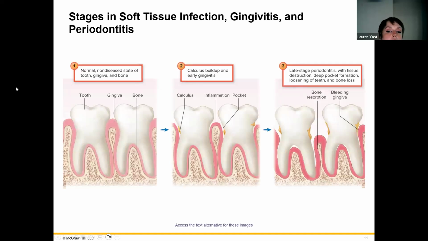So this is the normal tooth and gingiva situation here on the far left. In gingivitis, we start having inflammation of the gum and then recession of the gum line. This is entirely reversible in this stage. All you have to do is brush and floss regularly.